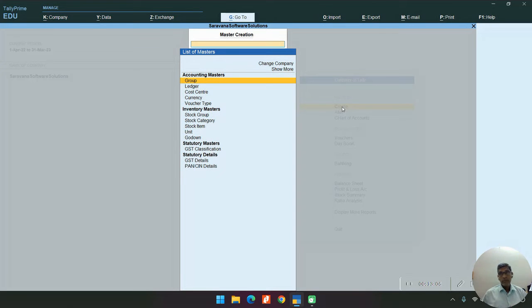Then godown. If you want to maintain a separate inflow and outflow of your materials to your production unit, you can categorize with the help of a godown. So these are the two broad categories under masters. Once you are familiar with this, it is very easy to learn Tally.